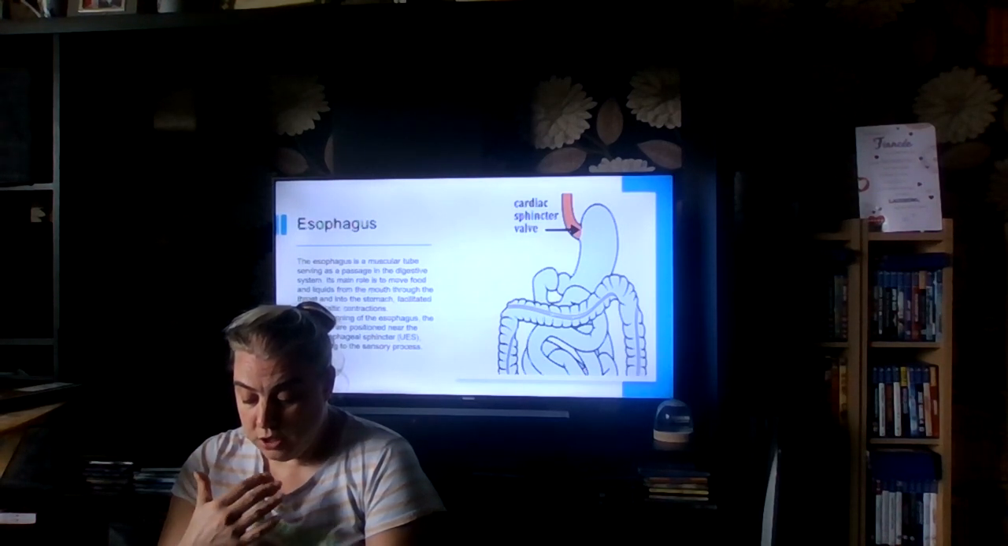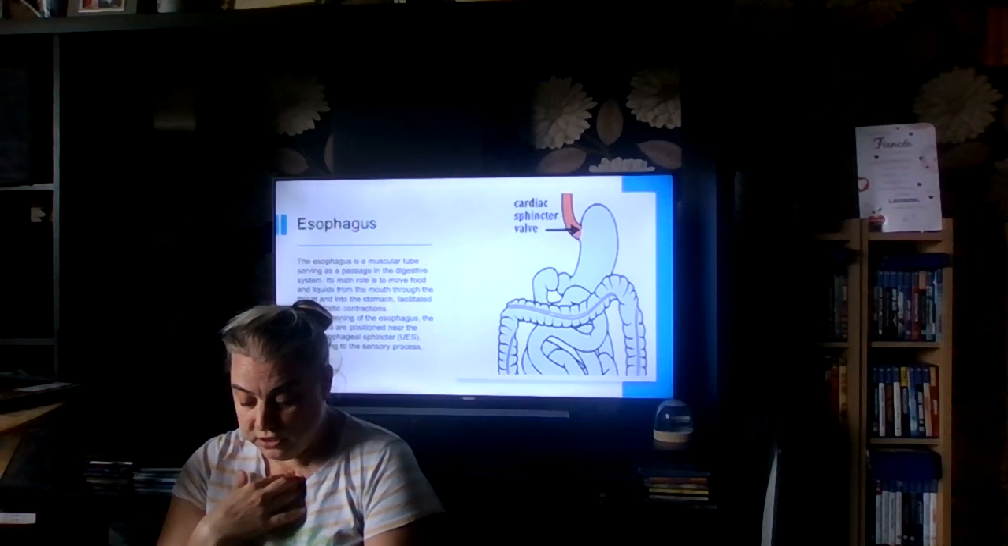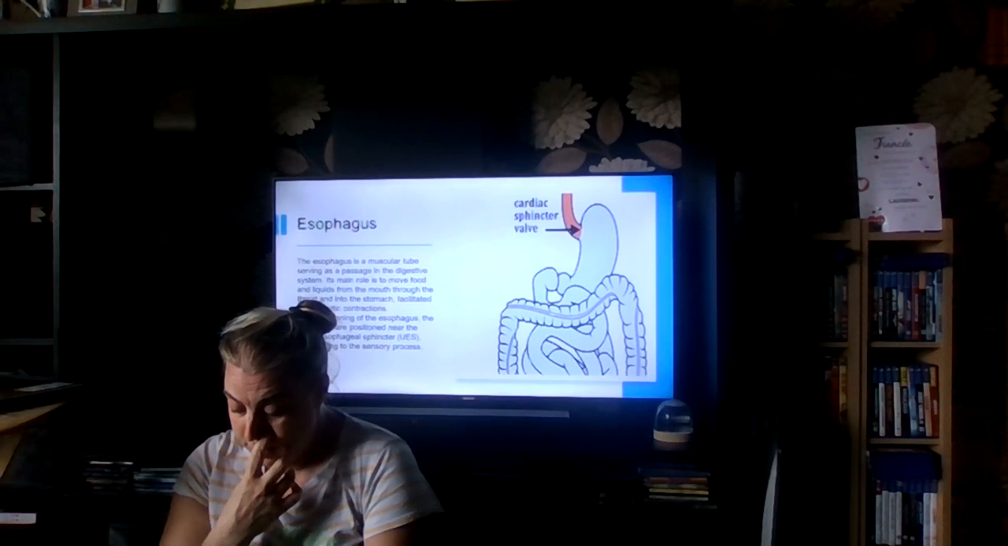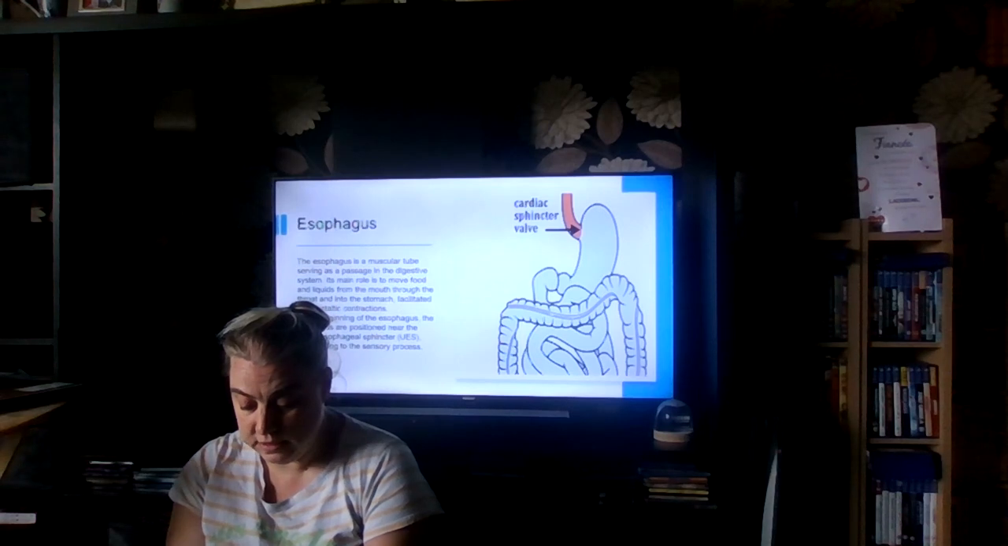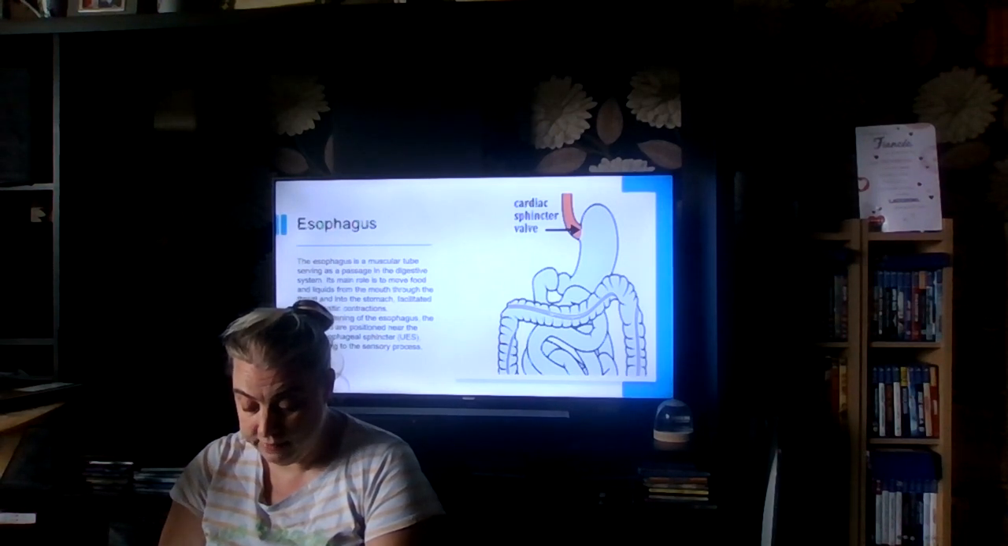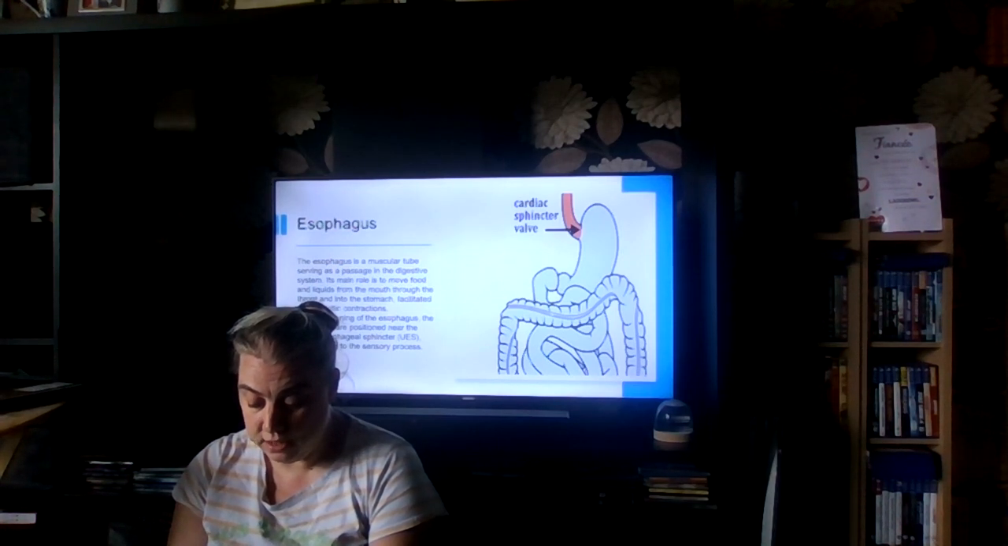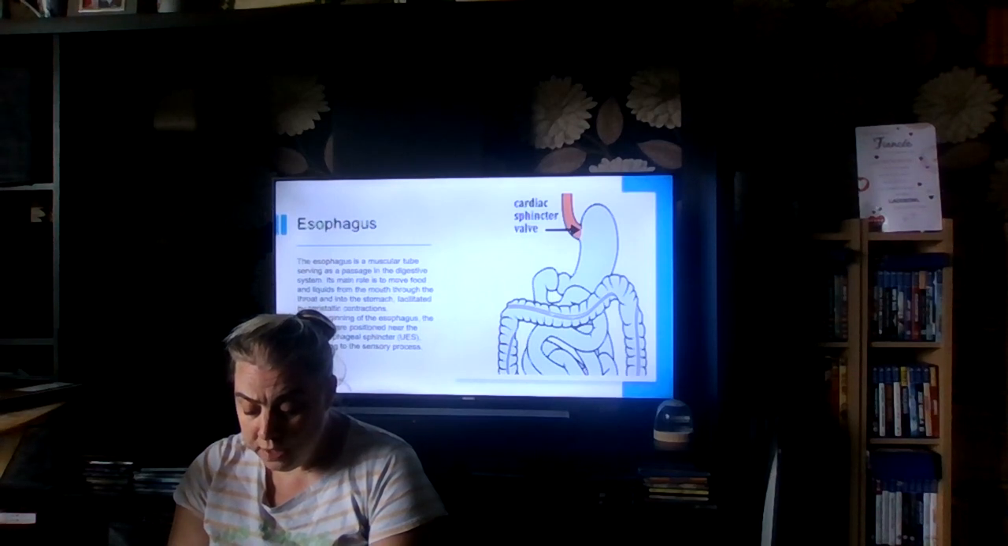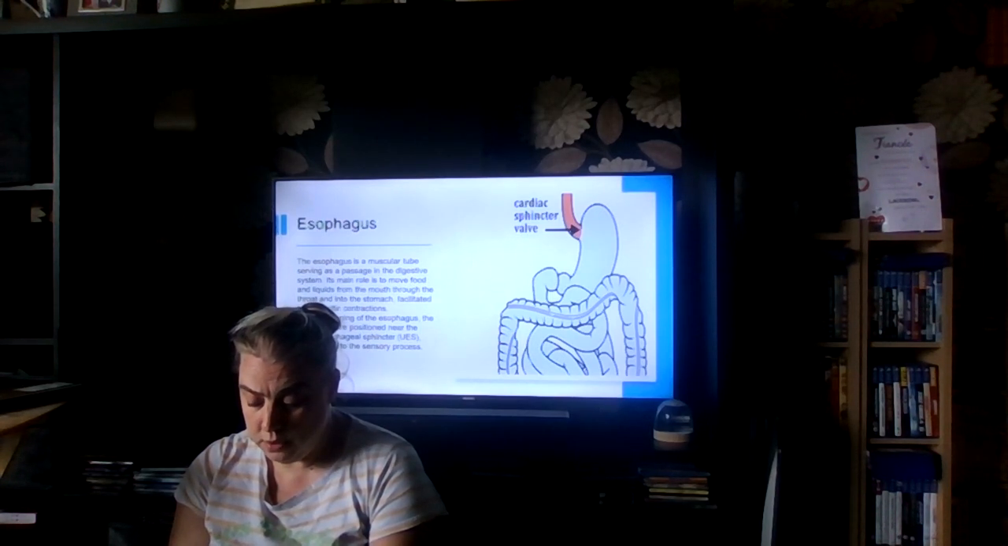So our food starts to leave the mouth and goes into the esophagus, which is a muscular tube and helps the movement of food and liquid from the mouth into the throat and then the stomach area, which is eased by peristaltic contractions. At the beginning of the esophagus, this is where the taste buds are positioned near the UES. This is known as the upper esophageal sphincter, contributing towards the senses process.